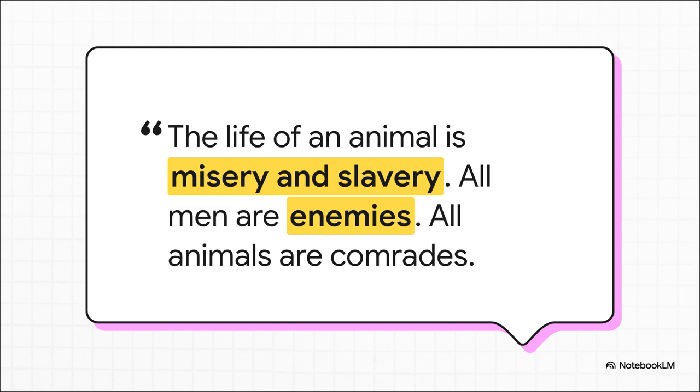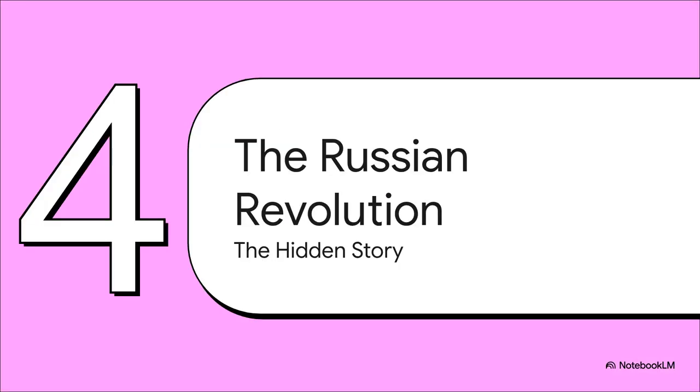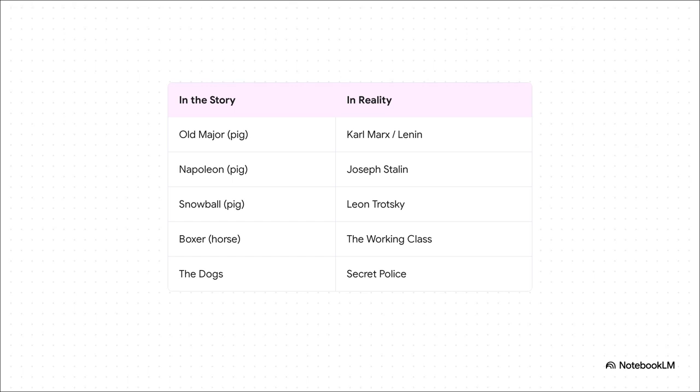But this is where the code starts to come into play. Because you see, every single piece of that animal rebellion is a direct parallel to one of the most important events of the 20th century, the Russian Revolution. This is the hidden story. This is the real deal. And this is where it all just clicks into place.